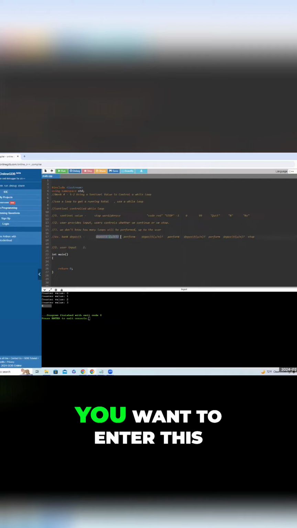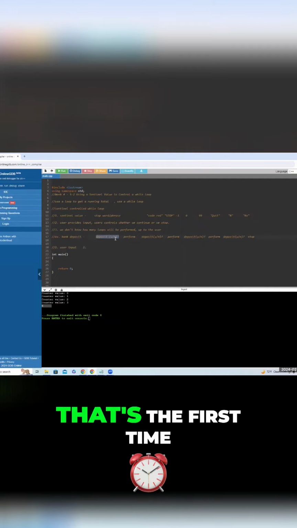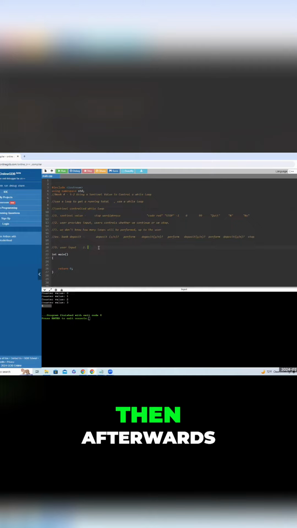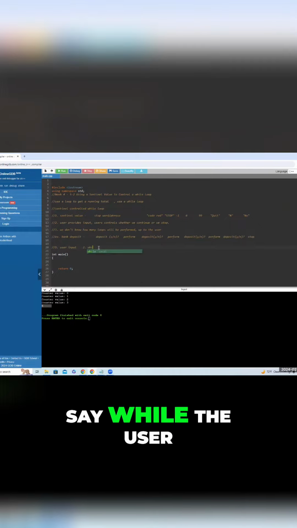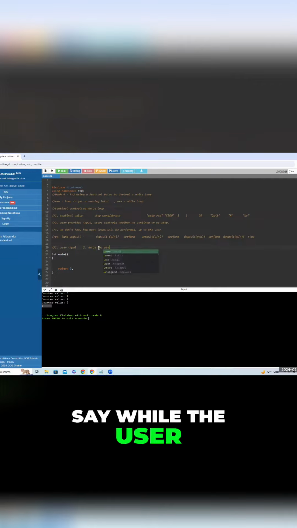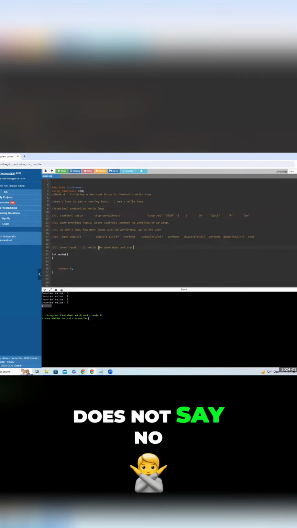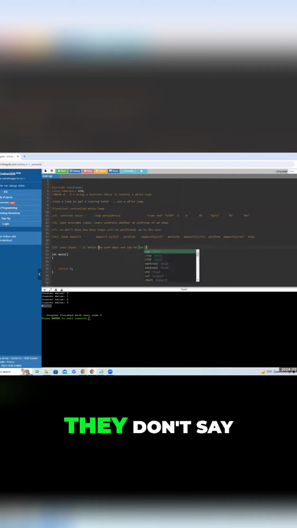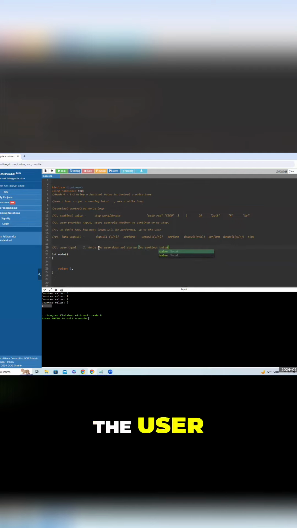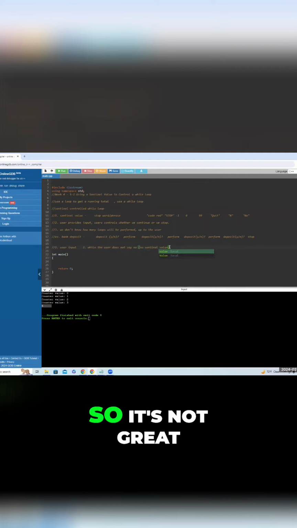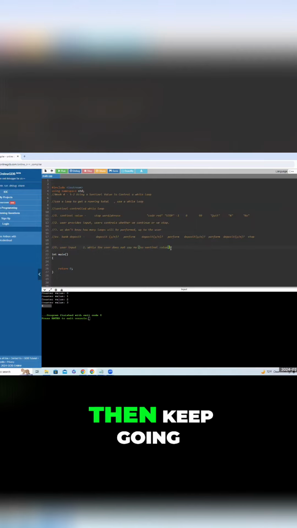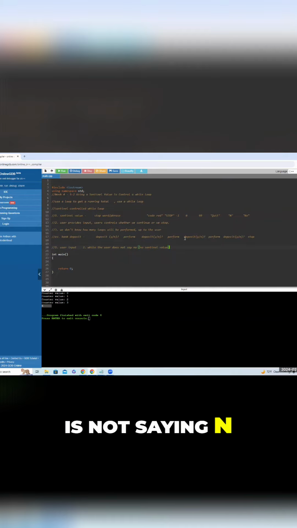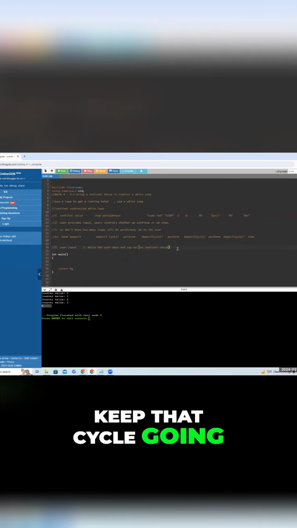Do you want to enter this, yes or no? That's the first time. Then afterwards, as part of the loop logic, you want to say while the user does not say no. In other words, they don't say the sentinel value. While the user does not say no, I know it's a double negative, so it's not great, but while the user doesn't say the sentinel value, then keep going, keep going, keep going. So while the user is not saying n, keep that cycle going.